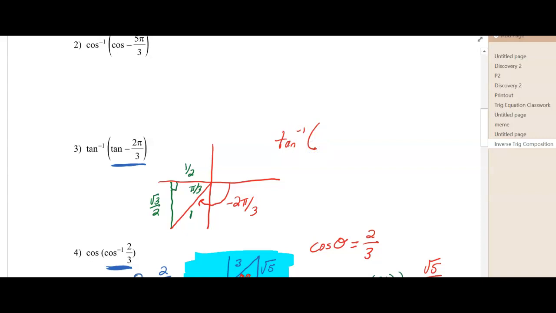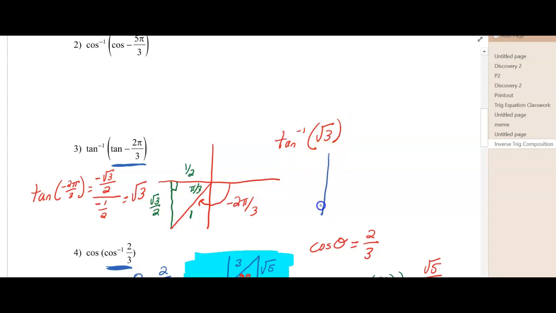The tangent of negative 2 pi over 3, remember, is the y value, which is negative, over the x value, which is negative. So this is square root of 3. So this becomes inverse tangent of square root of 3.